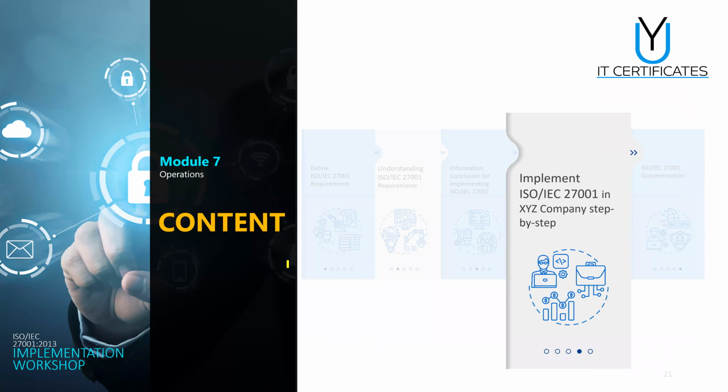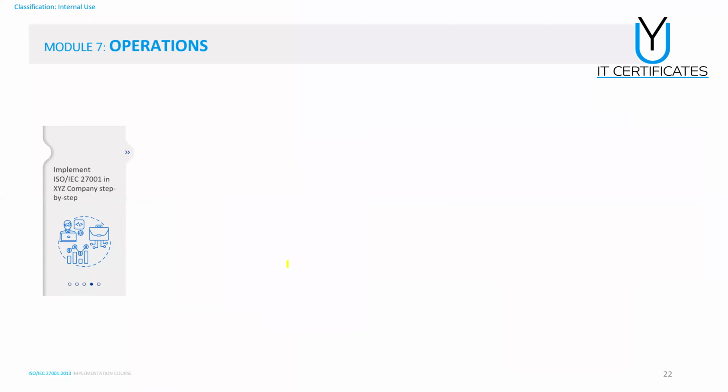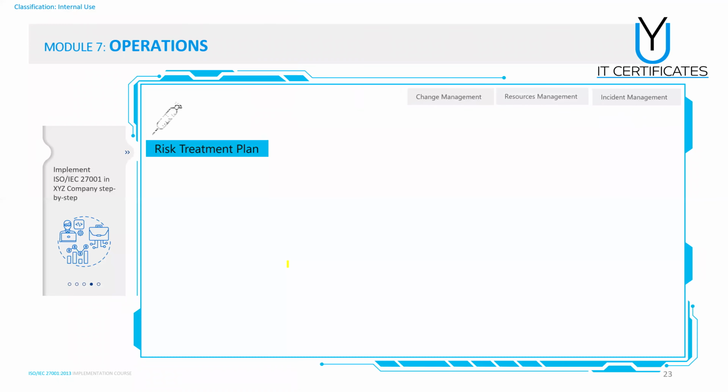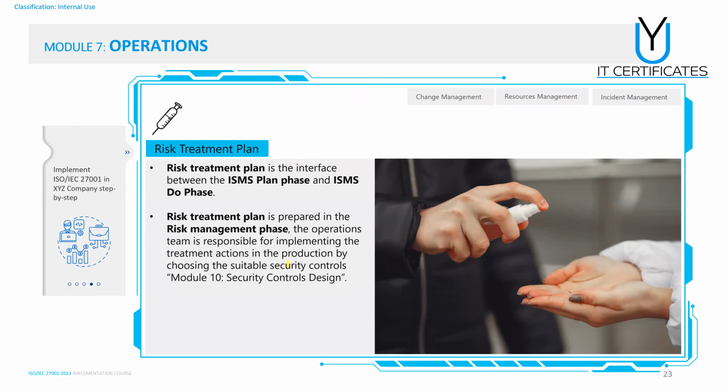Okay, excellent. Now, of course, I will not cover the risk assessment and risk treatment again. We covered this yesterday, and it will be the same concept as before. Now let's check how we can implement the operations in the XYZ company, clause number 8, for the risk treatment plan. As we agreed, the risk treatment plan is the interface between the plan phase and the do phase.